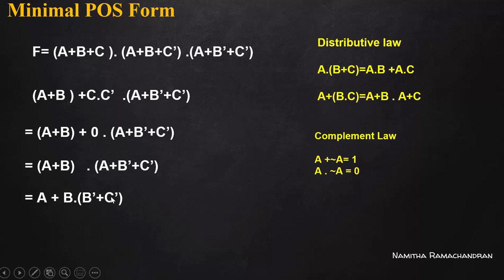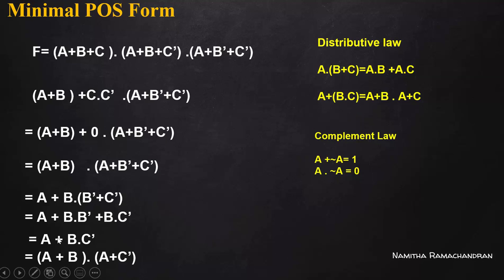We can apply this distributive law here, that is now it becomes a plus b dot b complement plus b dot c complement. This term becomes 0 using this complement law, that is a plus b dot c complement. That is this. This is of the form a plus b dot c, which is equal to a plus b dot a plus c complement. So this is the final minimized form of our given POS form.